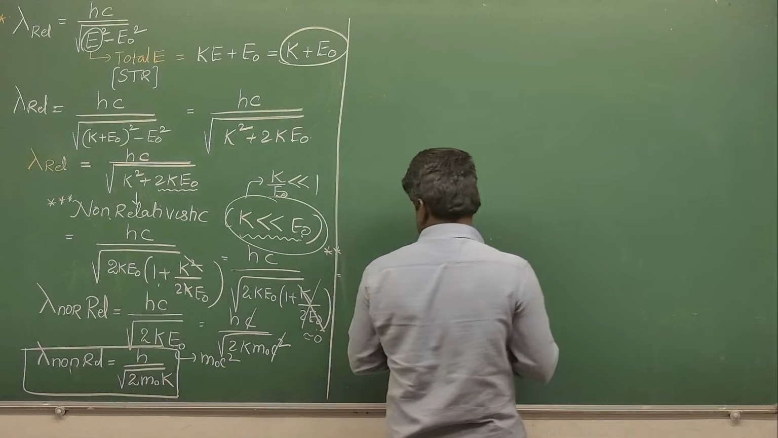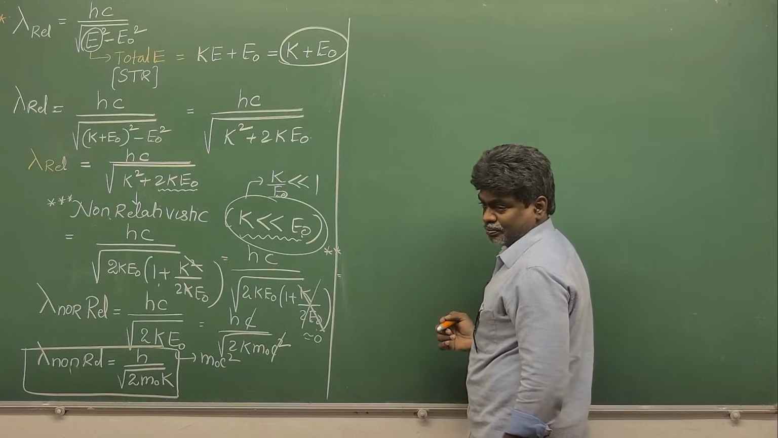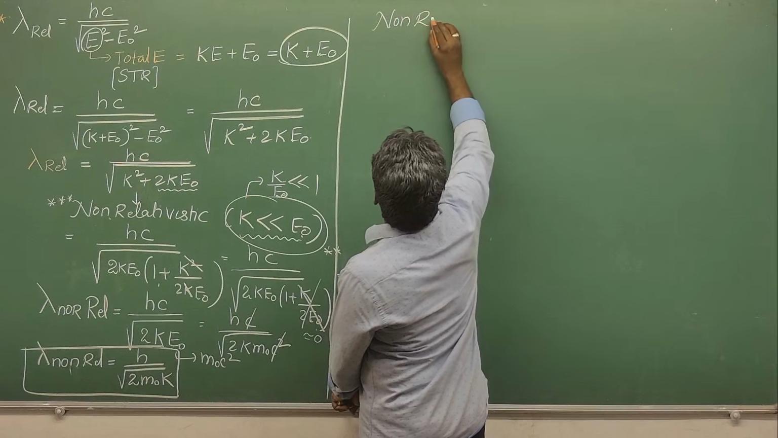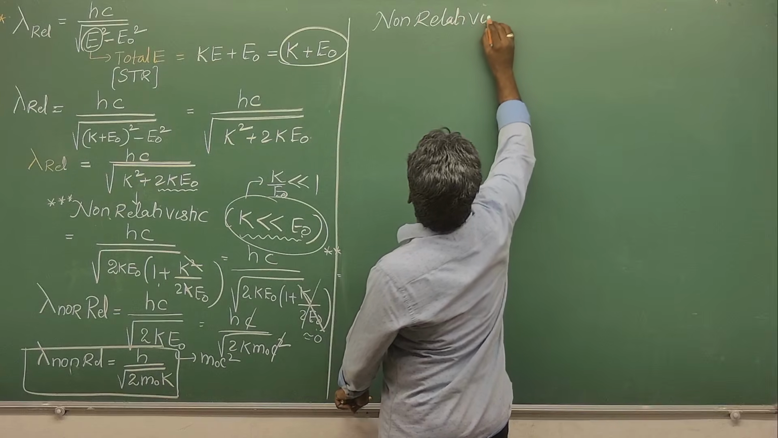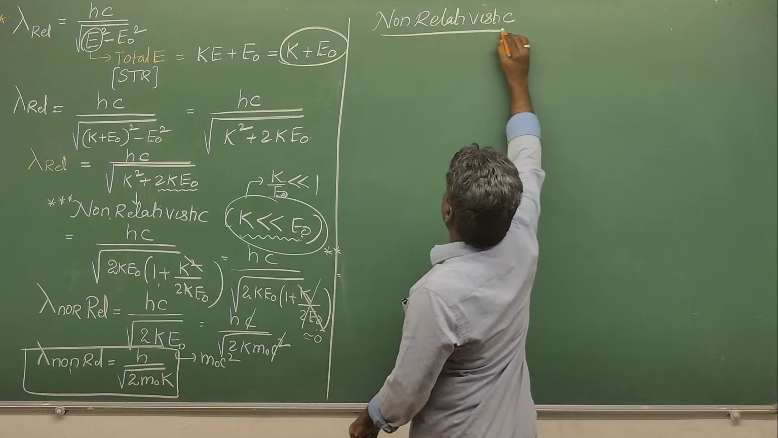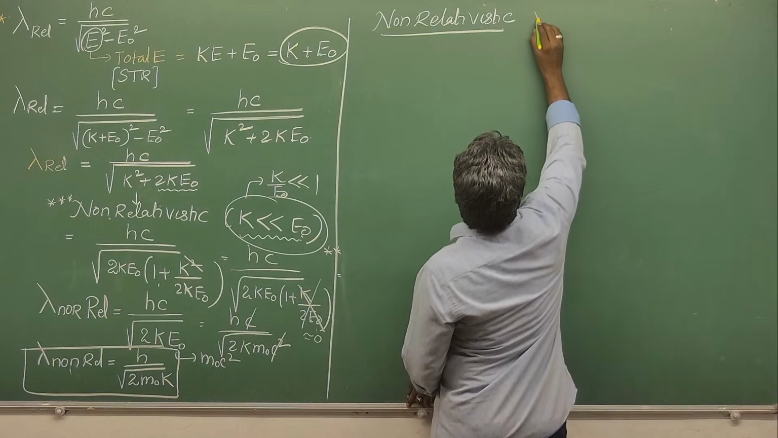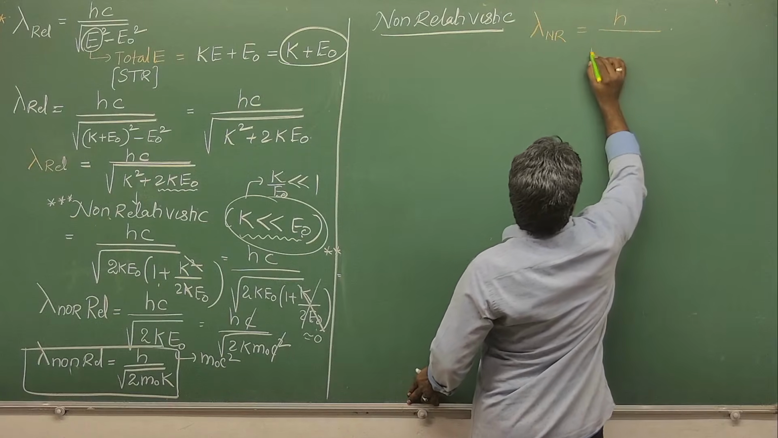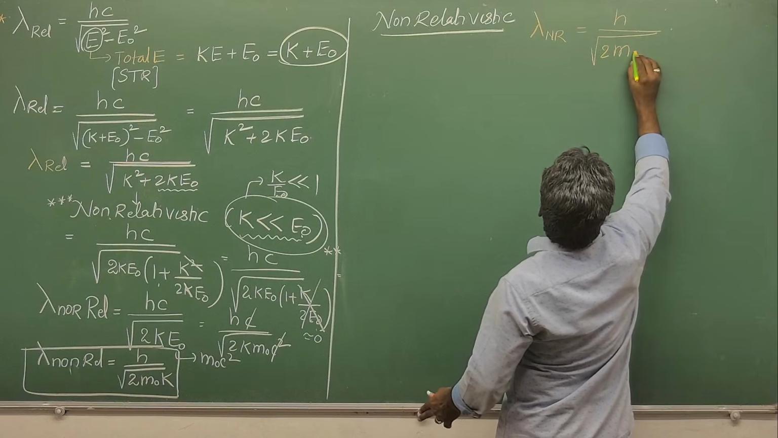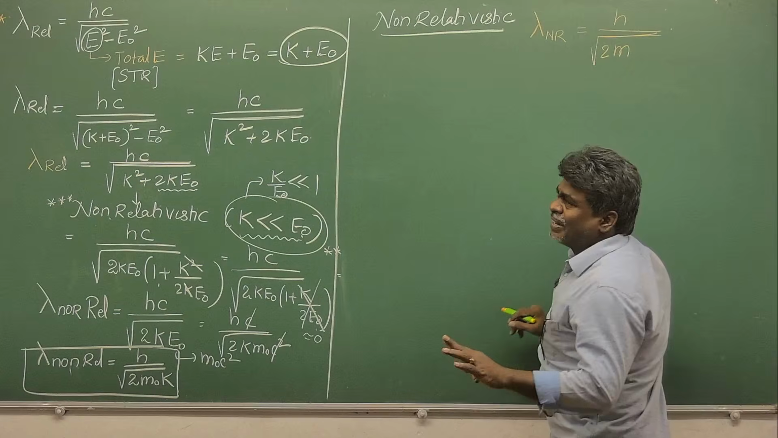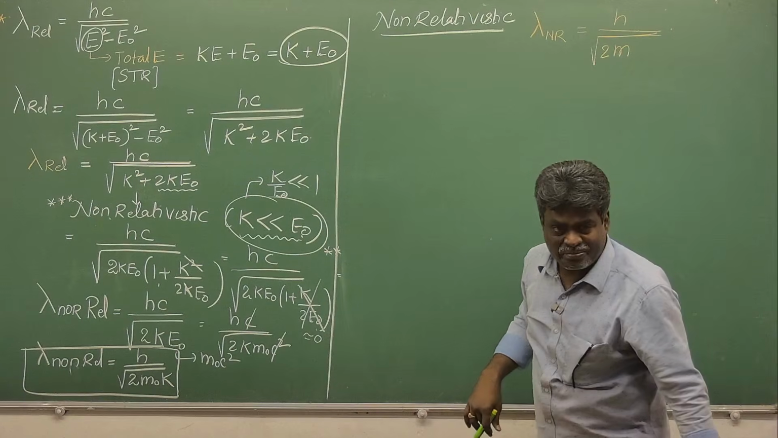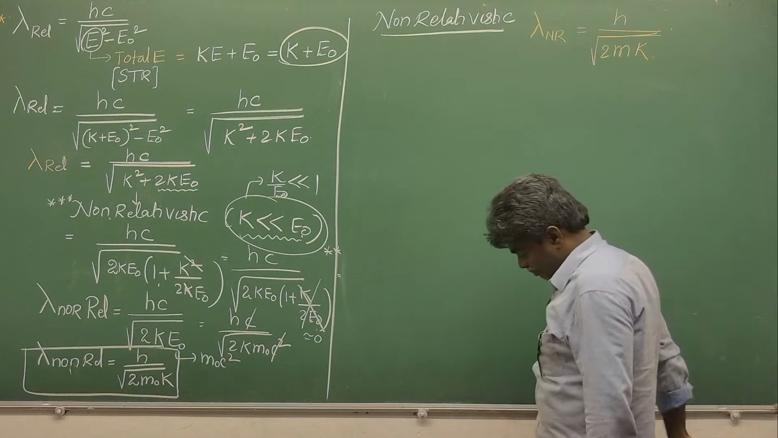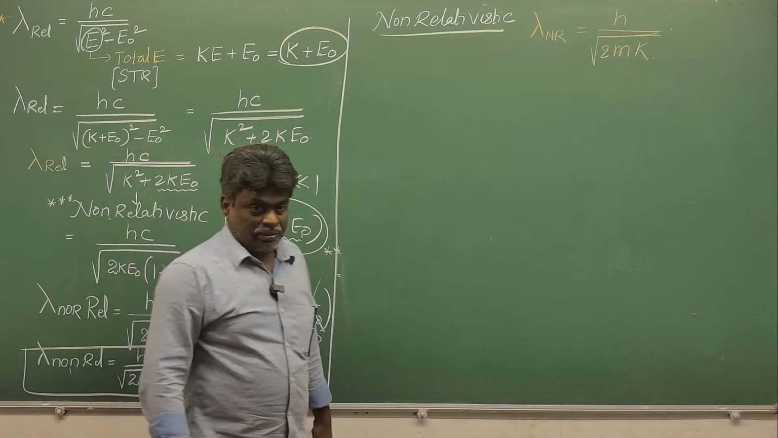So finally, now we are discussing this non-relativistic. Please observe carefully. The non-relativistic wavelength, just now we got, equals h over under root 2 m naught K. In non-relativistic, m naught and m are both the same. M won't change. That's why I am taking simply m. M into K. Wait, careful.